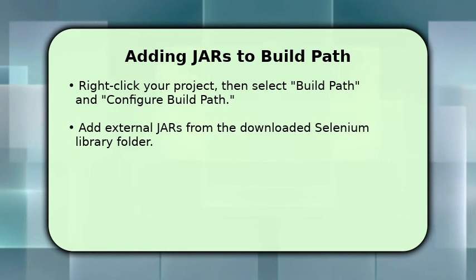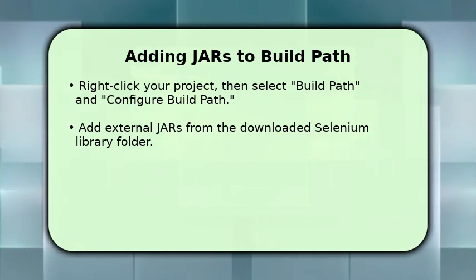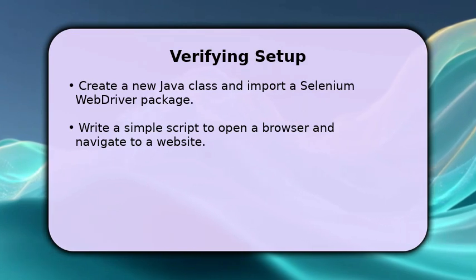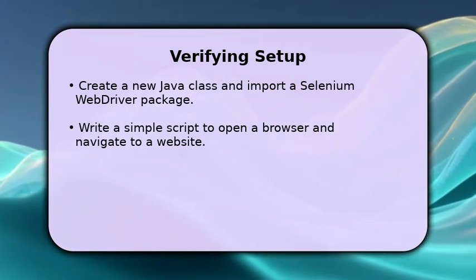Under the Libraries tab, click Add External JARs and browse to the folder where you saved the Selenium JAR files. Select all of them and click Apply and Close. Finally, let's verify your setup. Create a new Java class within your project.